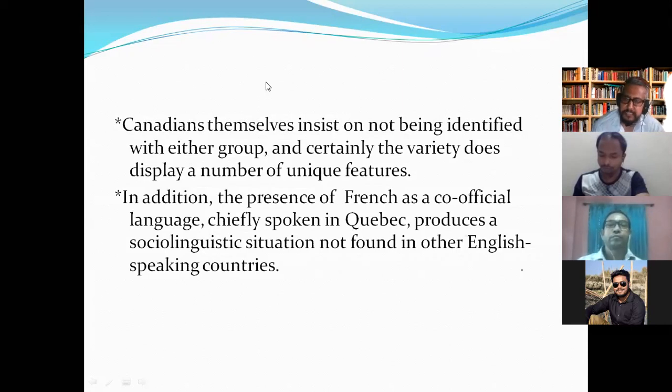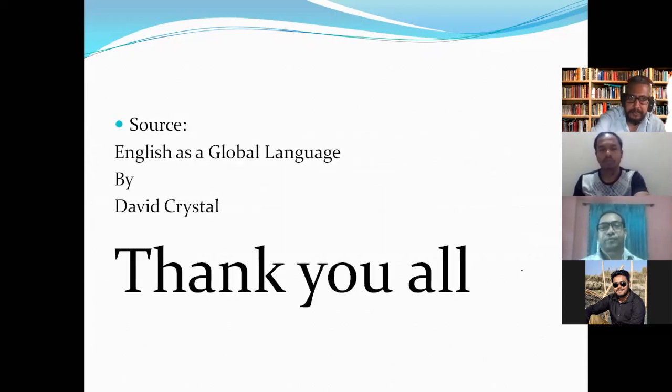French is their first language, official language. But in Quebec, French is the co-official language. That means English and French, both are the official languages in Quebec. And this is the origin of Canadian language, okay? And I have mentioned the source. That means I have taken this source from David Crystal's book, English as a Global Language.